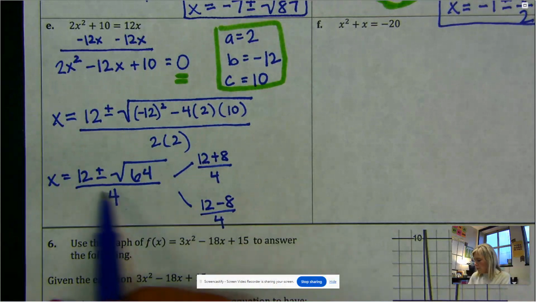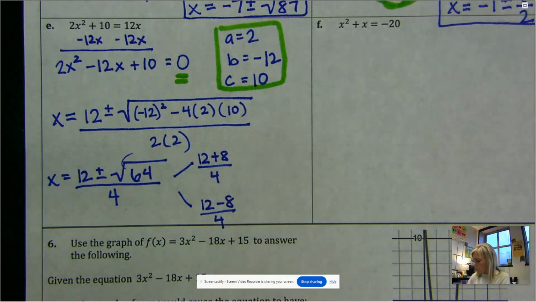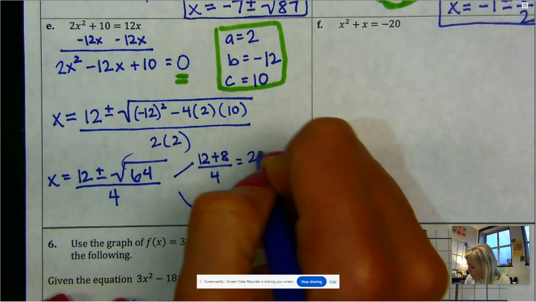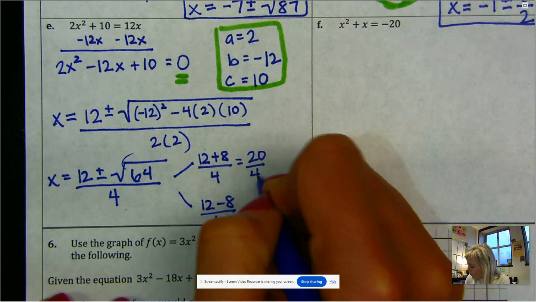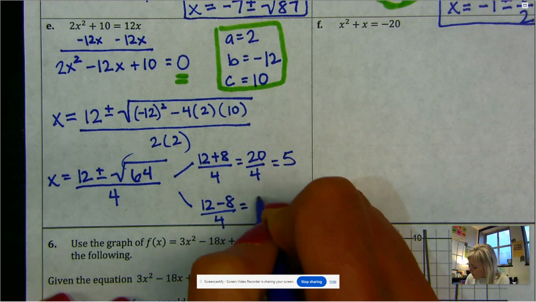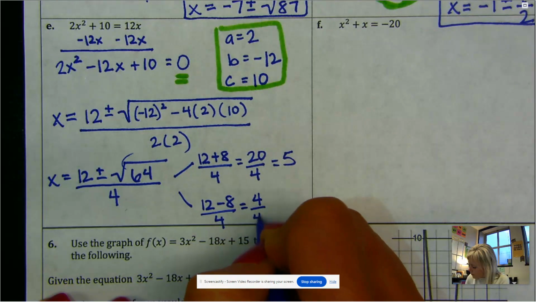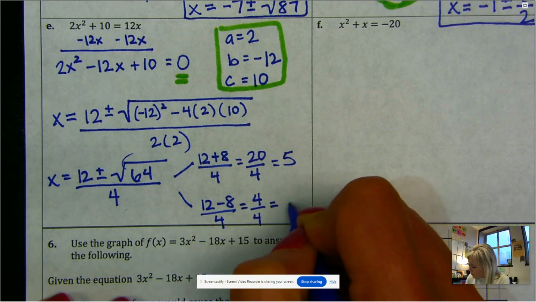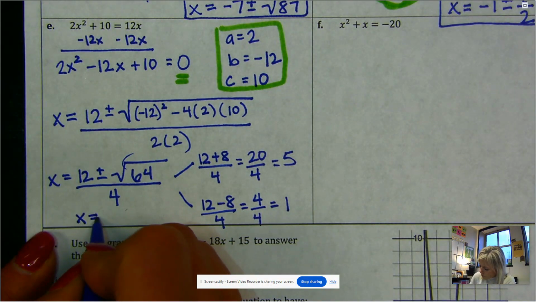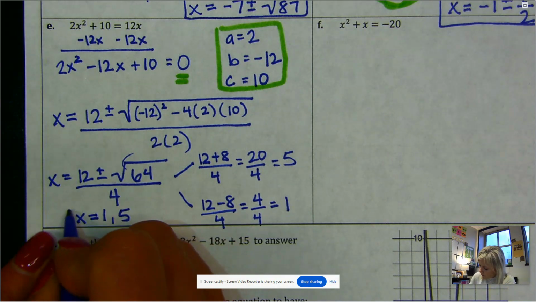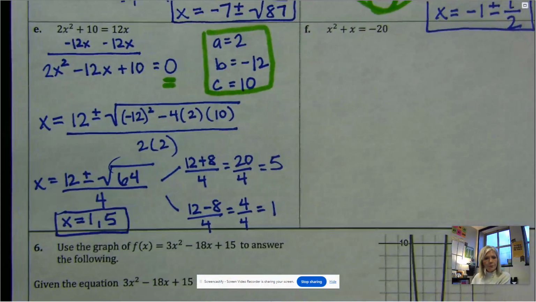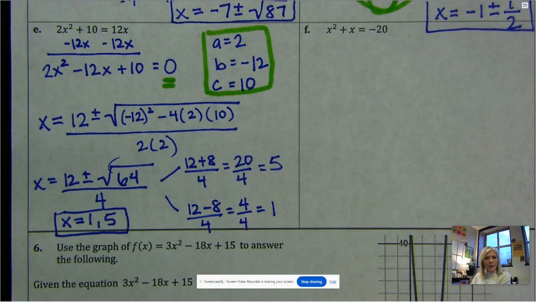Okay, so when we get something that has a whole number square root, we're going to keep on calculating. So 12 plus 8 is 20, and 20 divided by 4 is 5. 12 minus 8 is 4, and 4 divided by 4 is 1. So final answer, x equals 1 and 5. All right.